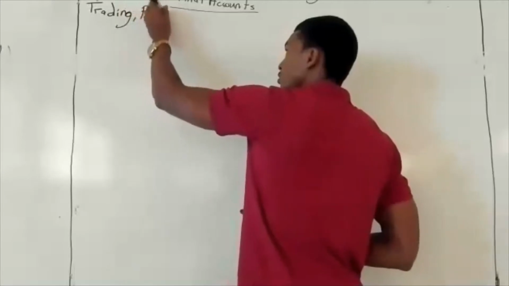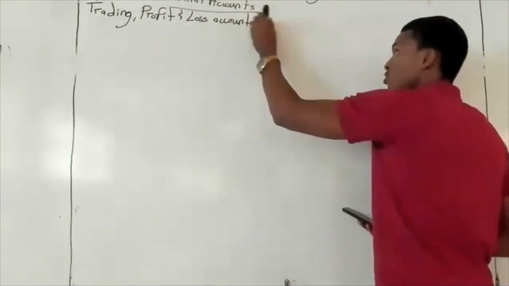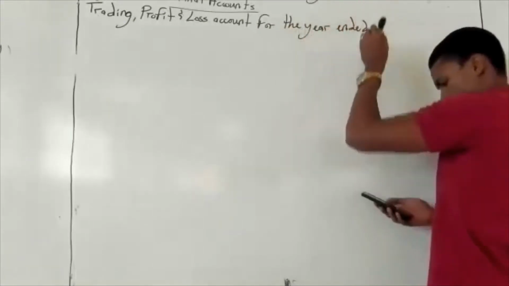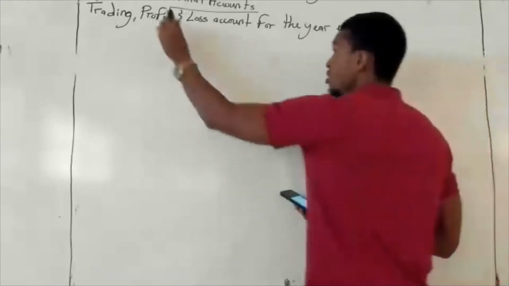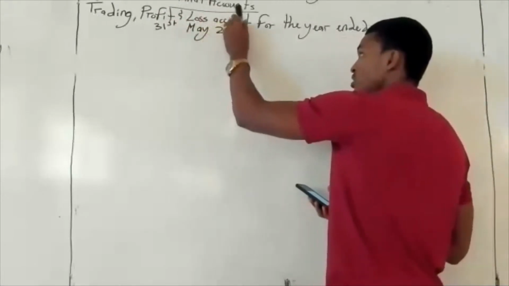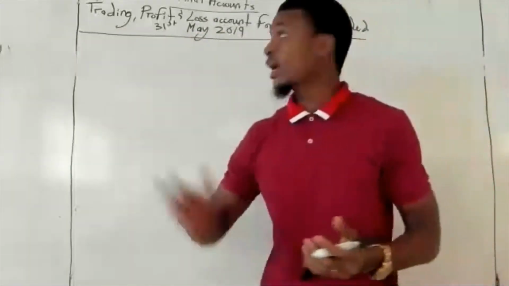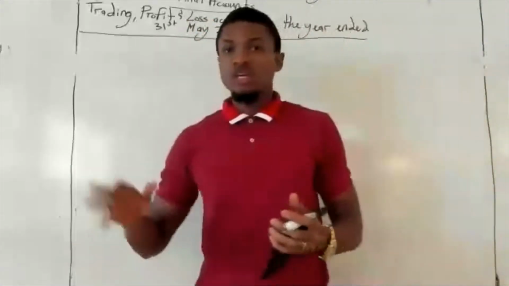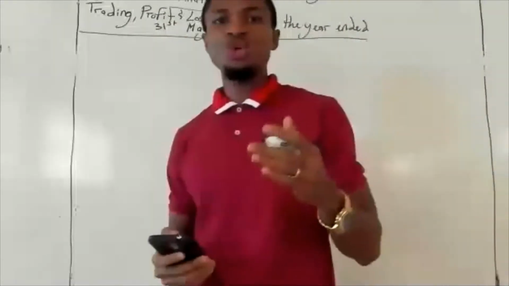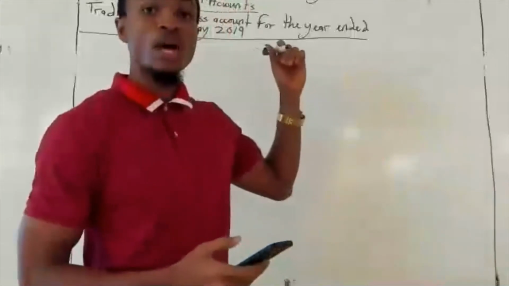profit and loss account for the year ended 31st May 2019. For those of us who were here last class, we all know the heading is quite paramount. If you don't write your heading, it's automatically zero, because the heading of the account clearly shows the title of what account you are preparing. So take note, never omit your heading.